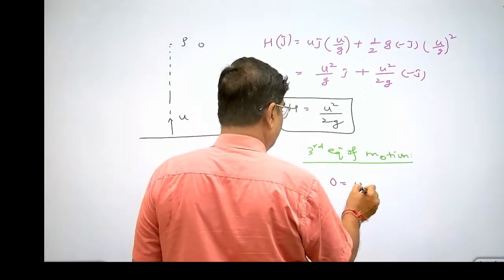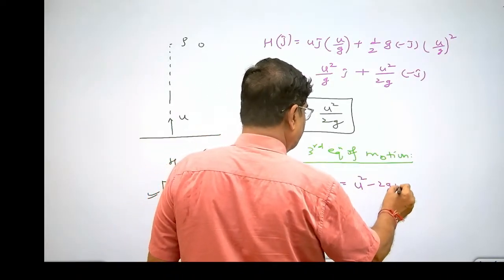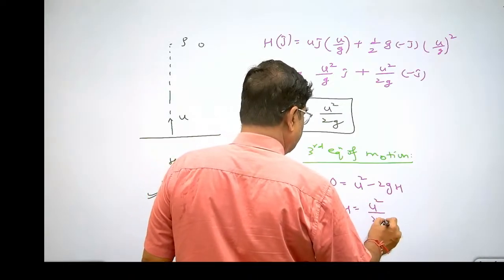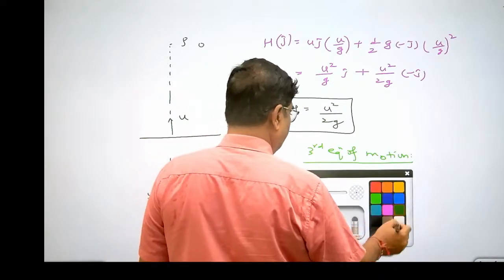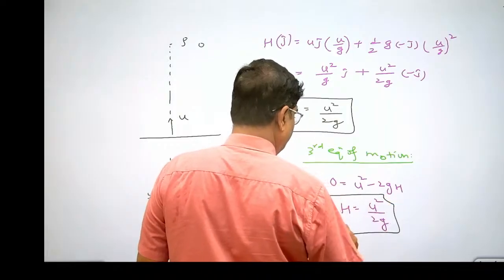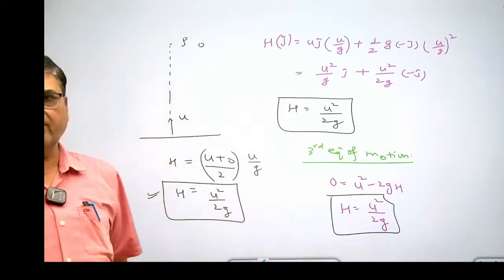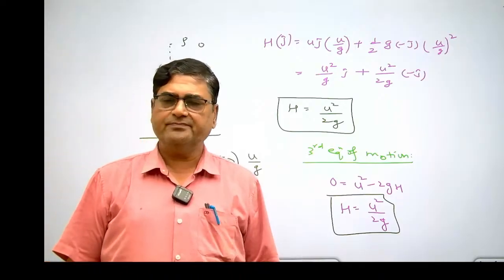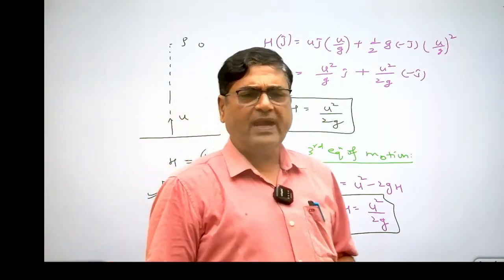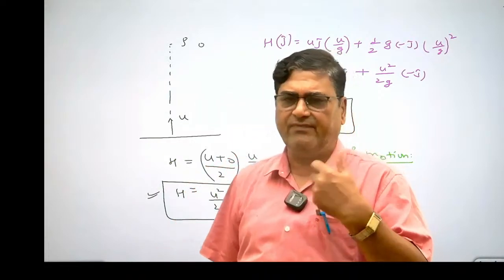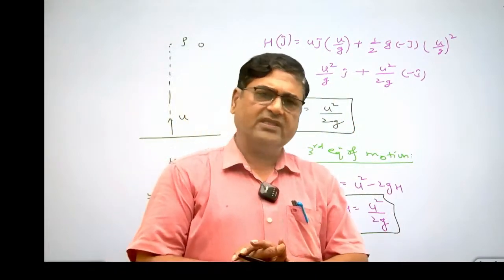v square equal to u square minus 2gs. See here how quickly you can get the maximum height. It is very, very simple. This is the maximum height attained by the particle when it is thrown from ground with velocity u. You throw a particle from anywhere with velocity u, it will attain height u square upon 2g in a general way. So this is the general thing.